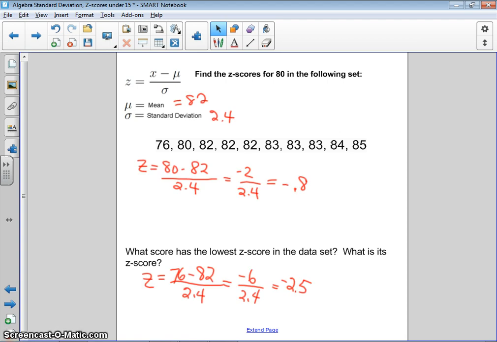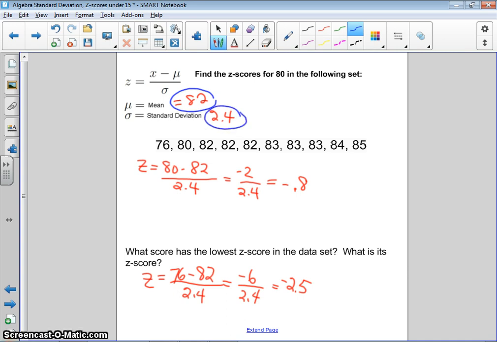Okay, we're back, and we were using the same set of numbers, so we kind of know from the last problem or from consulting our calculator that the mean of this data set is still 82, and the standard deviation is still 2.4. So using the z-score formula, if we want to find the z-score for 80, then it's going to be 80 minus 82 divided by 2.4. We do some simplification, and we find that the z-score for 80 is equal to negative 0.8. And that makes sense to us because 80 is below average. Remember, the mean was 82, and so we have to get a negative z-score for that.